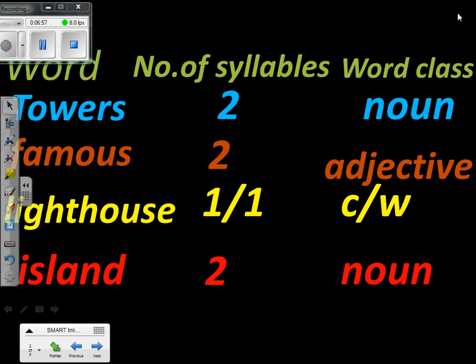What is an island? Anybody knows? Yes, do you know what an island is? Give her the chance. Yes, Halima. An area of land, yes. All right, Omar. Surrounded by water. So it's an area of land, and there is water all around it from every side.